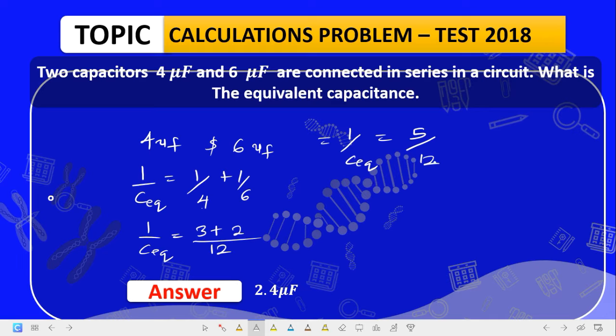Now, find the reciprocal. This one comes up, this one comes down, this one comes up, and this one comes down. So what are we going to have? We have C equivalent over 1 is equal to 12 over 5. It means that our C equivalent, which is the equivalent capacitance, is 2.4 microfarad. And that makes this option the correct answer.